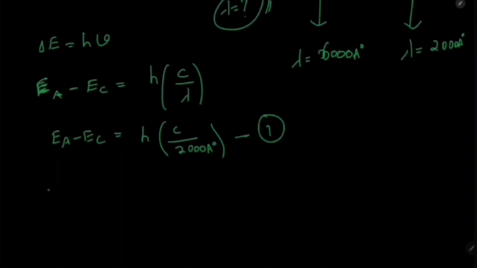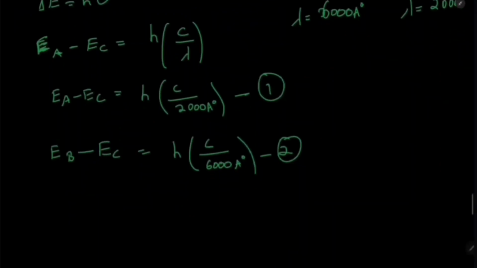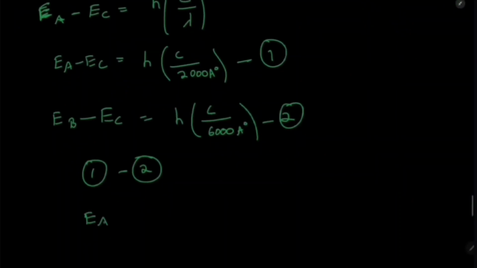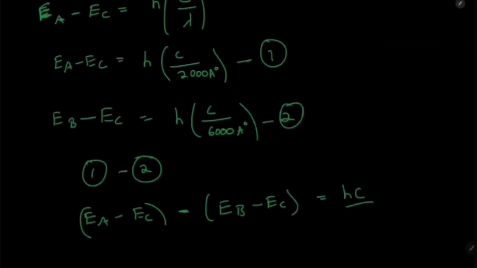Coming to the next part, it is also given that the energy difference between B to C is equal to h into c by lambda, in this case lambda is 6000 angstroms. Let it be equation 2. Subtracting equation 2 from equation 1, we get EA minus EC minus (EB minus EC) is equal to hc by 2000 minus hc by 6000.